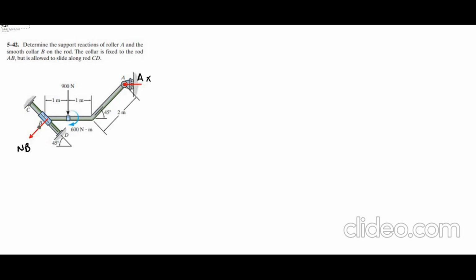Now I have to resolve this inclined reaction into two components. To resolve NB into two components, we need the angle from the horizontal that NB is making. So if I draw a horizontal line here, then this angle is 45 degrees because the rod CD is at the inclination of 45 degrees. Now NB is perpendicular to the rod CD, which means this angle must be 45 degrees, because 45 degrees plus 45 degrees equals 90 degrees. So now we have found the angle.